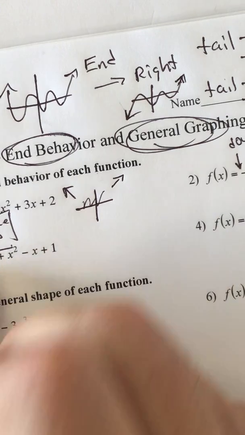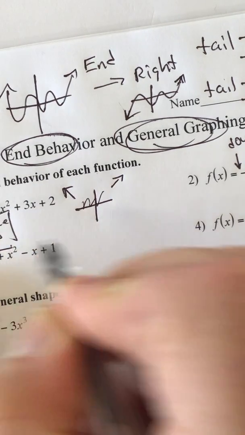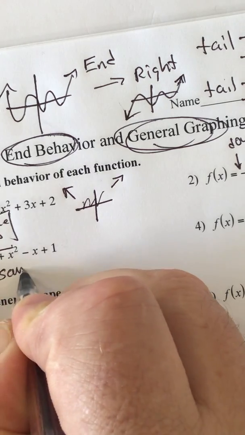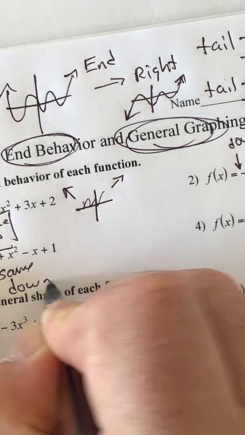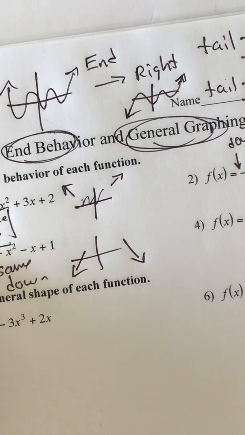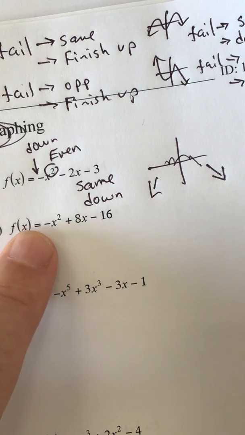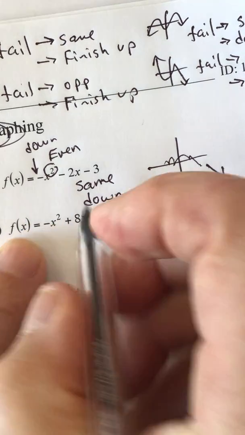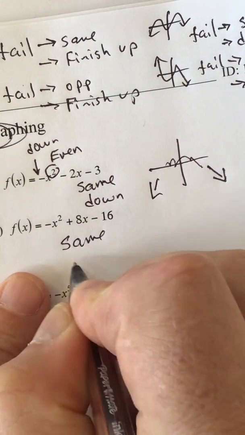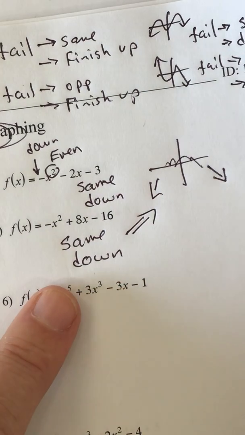Okay, these first four are all even. So this is even down. So it's same down. So it's that same picture. It's going to finish down and be the same. And this one is even, down. So they're going to finish the same and finish down. So it looks like that one again.